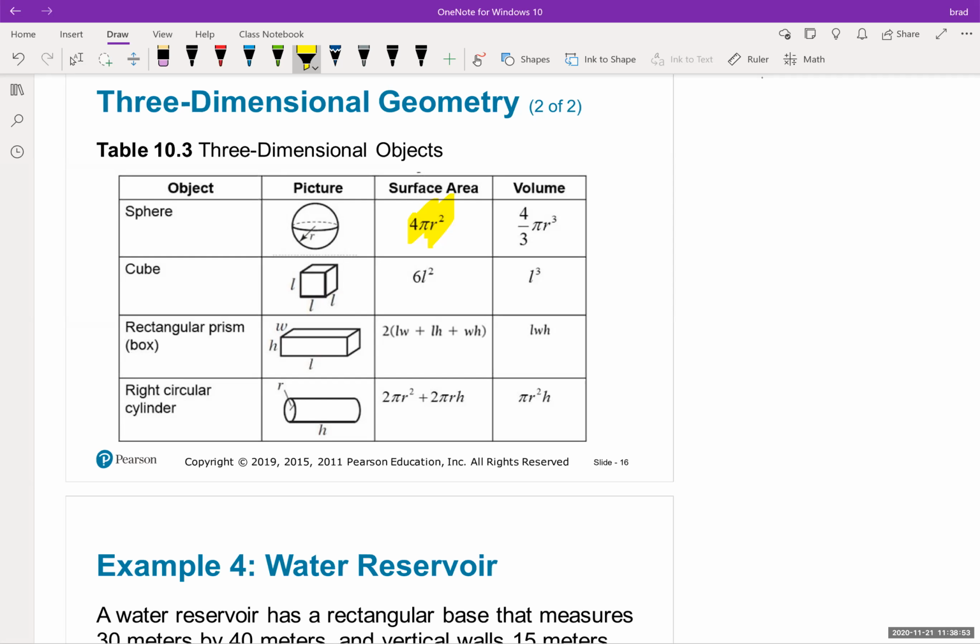That's when they talk about surface area. When they're talking about volume, they're saying how much liquid could you put in there? How much can it hold, in terms of how much dirt or whatever? How much it can hold is basically its volume.